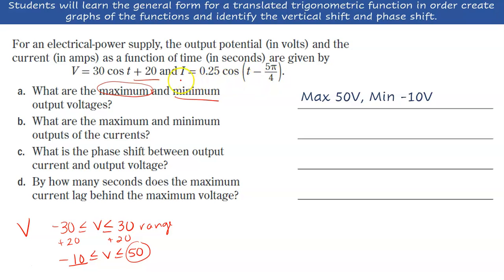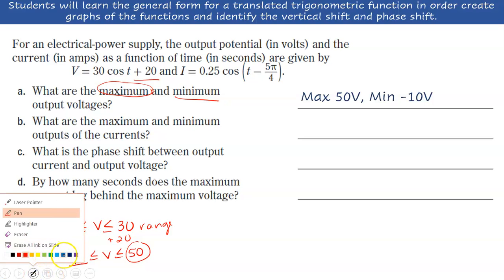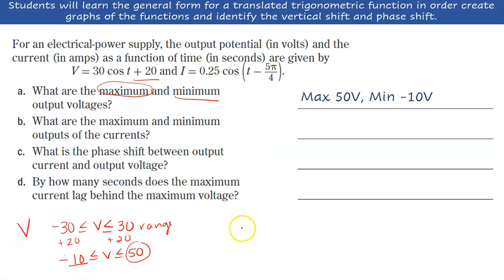So we do the same thing for the current. If we're looking at the current, our amplitude is 0.25, which means for current, our range is between negative 0.25 and positive 0.25. Does anything change our range? Am I moving it up or down at all? No. So this is our min, and this is our max, because the amplitude changed our range.